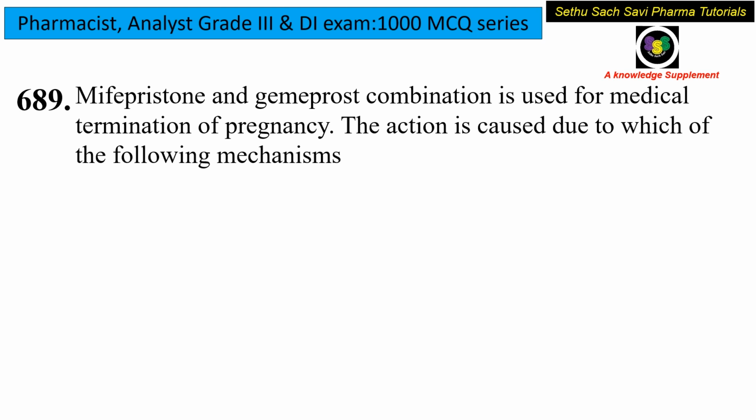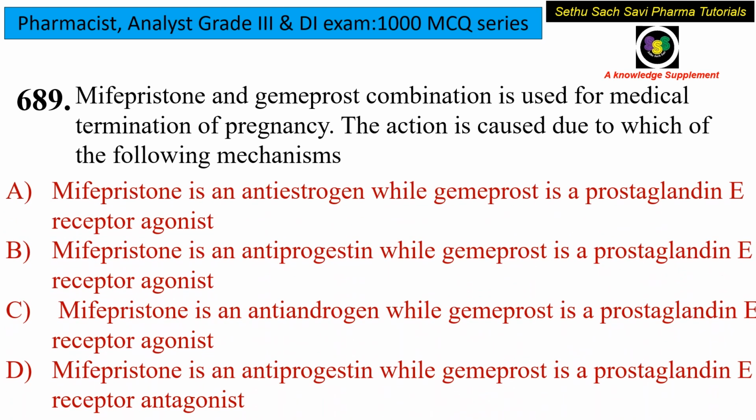Coming to the next question. Mifepristone and gemiprost combination is used for medical termination of pregnancy. The action is caused due to which of the following mechanisms? Mifepristone is an anti-estrogen while gemiprost is a prostaglandin E receptor agonist. Or mifepristone is an anti-progesterone while gemiprost is a prostaglandin E receptor agonist. Or mifepristone is an anti-androgen while gemiprost is a prostaglandin E agonist. Or mifepristone is an anti-progesterone while gemiprost is a prostaglandin E antagonist.